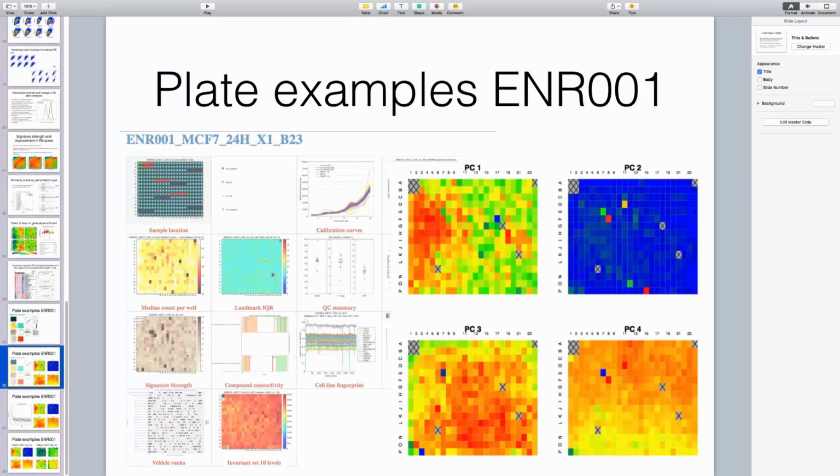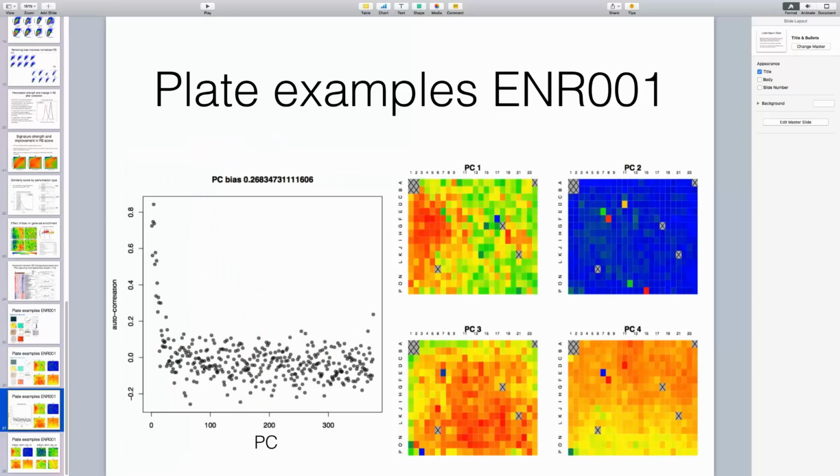But if we map the principal components onto these plates, here I'm showing the first principal components of the plate, and we can see clear biases that have to be removed from the gene expression.